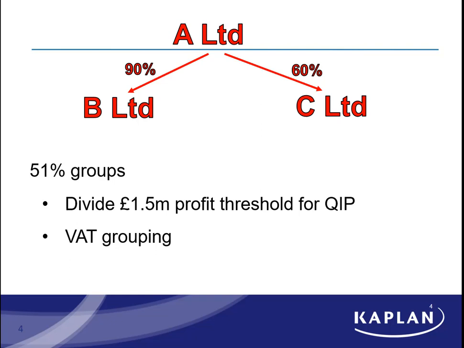The other implication of being in a 51% group is the ability to form a VAT group. Ordinarily, each of A, B and C would register separately for VAT and do their VAT as separate entities, but if they want, they could form a VAT group, which means they would only do one return for the group, and any supplies inside the group are disregarded for VAT. The VAT grouping is a choice, it's flexible, you don't have to do it. If you do it, you can bring some companies in, you can leave others out.